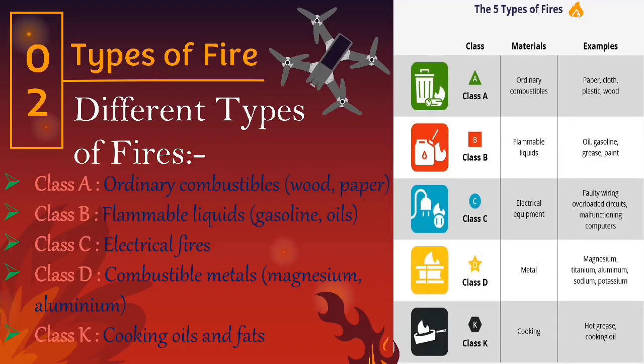Fire Class C, electrical fires caused by faulty wiring or appliances. Fire Class D, fires involving combustible metals like magnesium and aluminium. Fire Class K, fires originating from cooking oils and fats, common in kitchens.